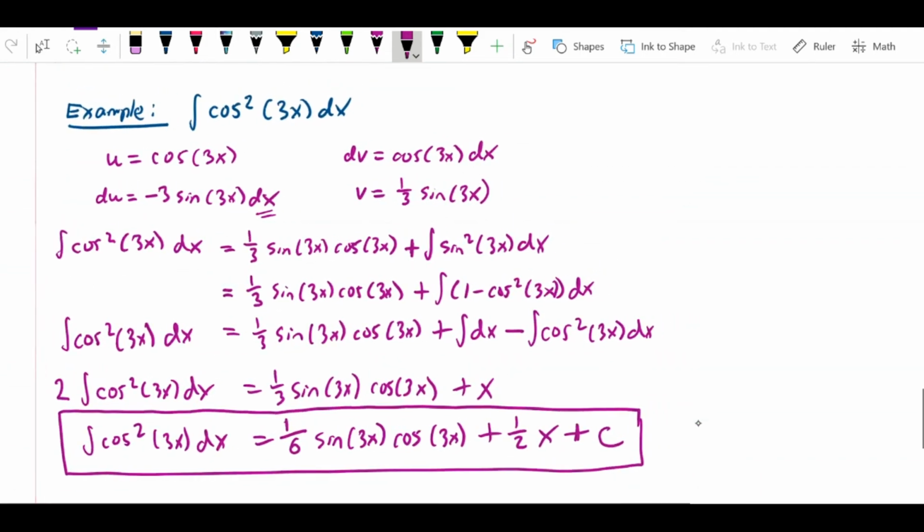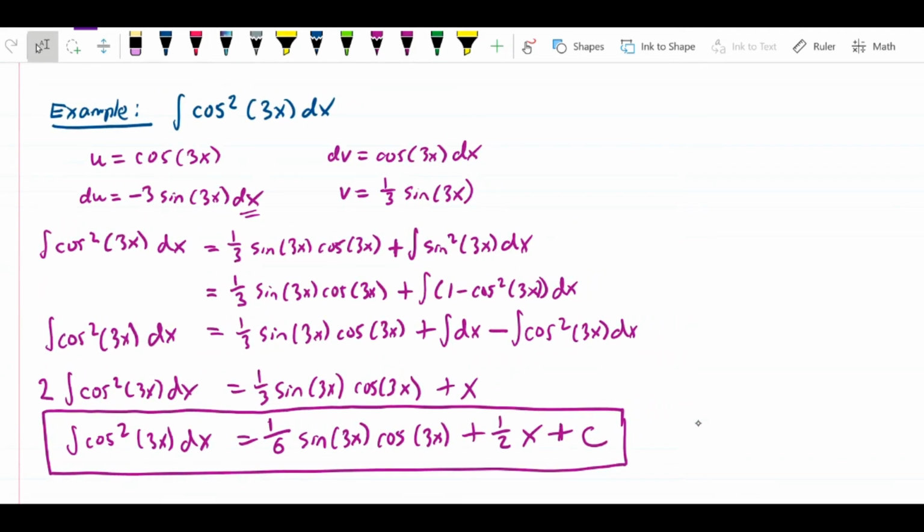So that's another way that you can do these problems where there are only even powers of cosine or sine. You can do them by integration by parts.